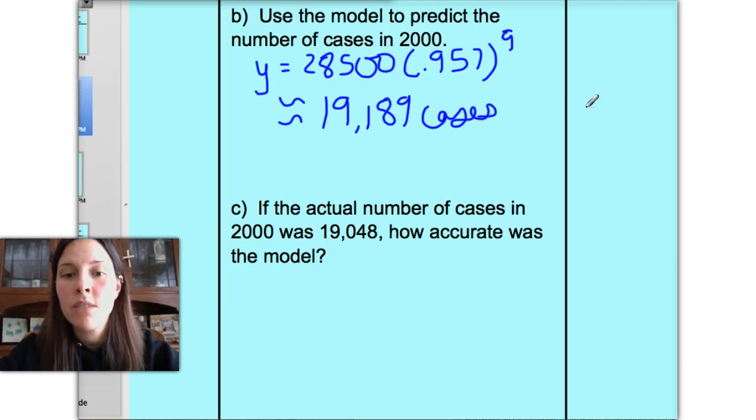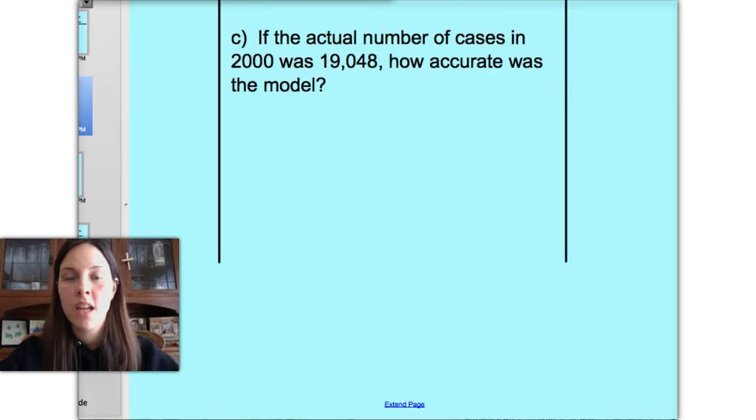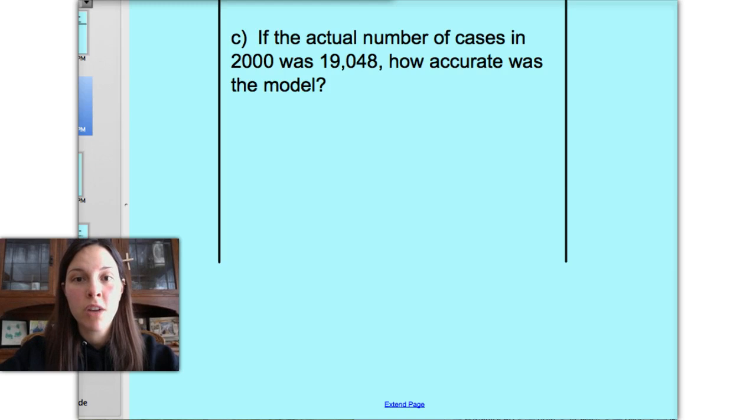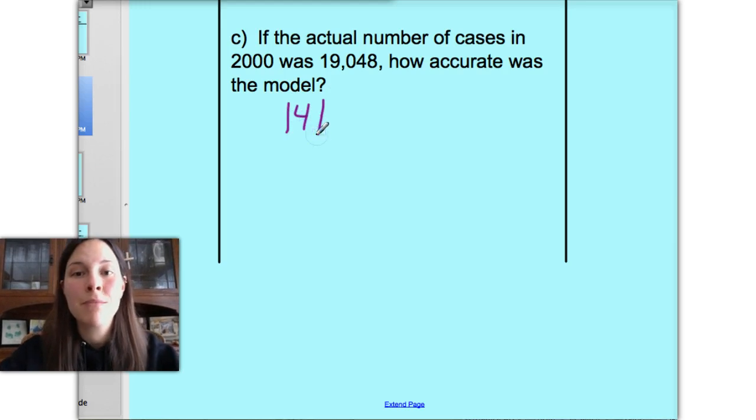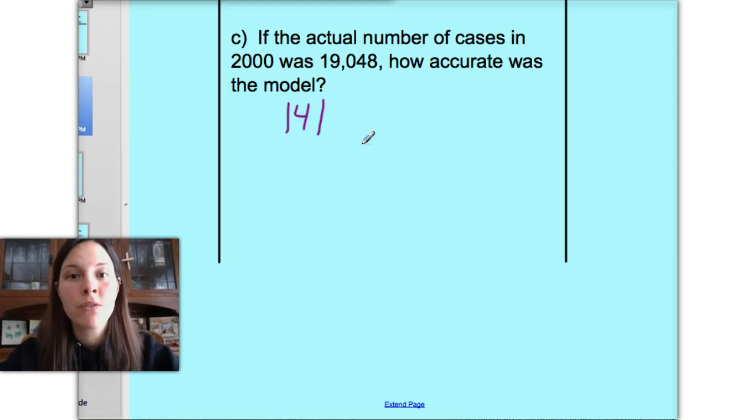All right, so the last one is asking us to find the amount of error in the model. So we're given the actual number of cases, and we know our predicted. So to find the percent error, we take the difference. So we're going to subtract the two amounts. Our difference was 141. You just want to take the bigger number minus the smaller number. It doesn't matter if the difference is over or under. We're just finding the percent error, and then we could say that it was over or under.